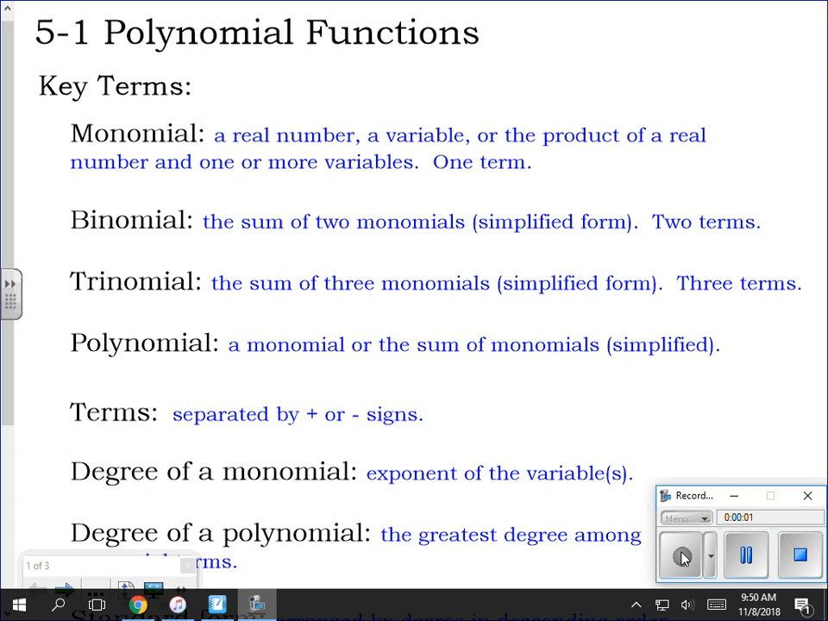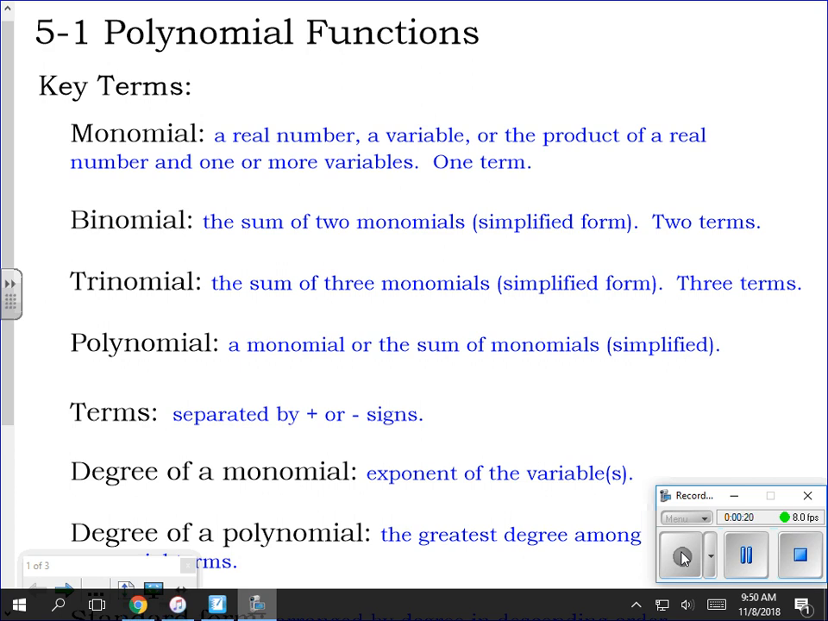Okay, chapter 5 is all about polynomials, which quadratics are. They're extremely simple polynomials. Polynomials have different parts. A monomial is a real number, a variable, or the product of real numbers and one or more variables. It's one term, a monomial.